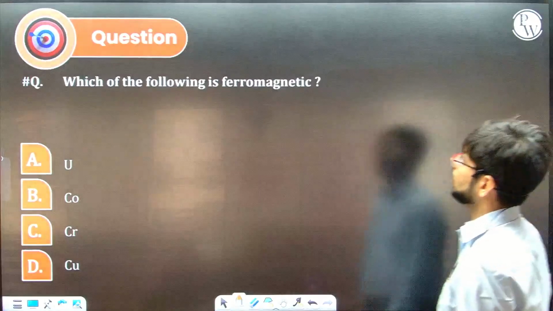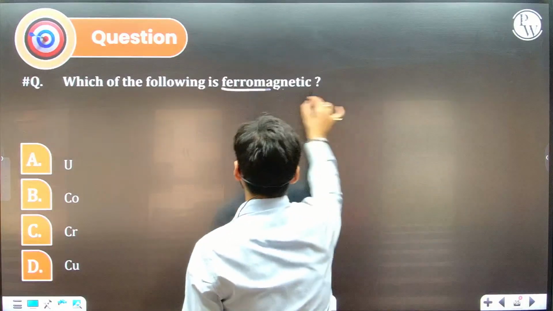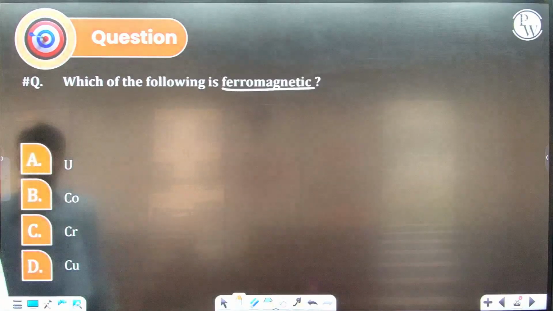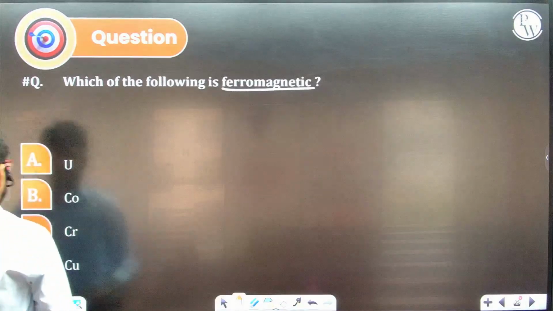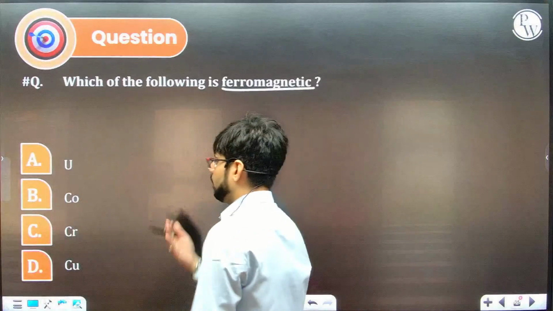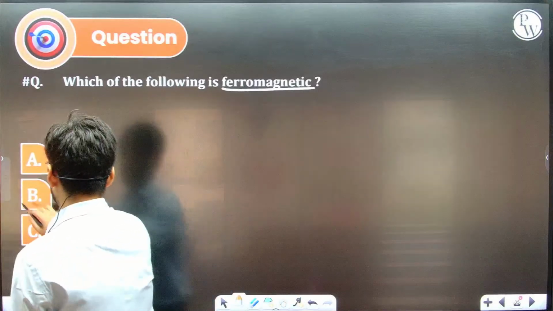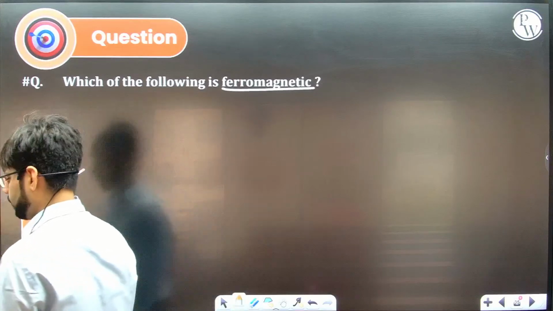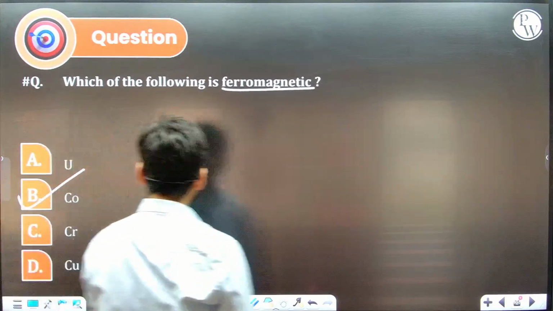Next question. Which is ferromagnetic? Now ferromagnetism means highly magnetic, that means it has a very large number of unpaired electrons. This will be the answer. Cobalt is ferromagnetic.